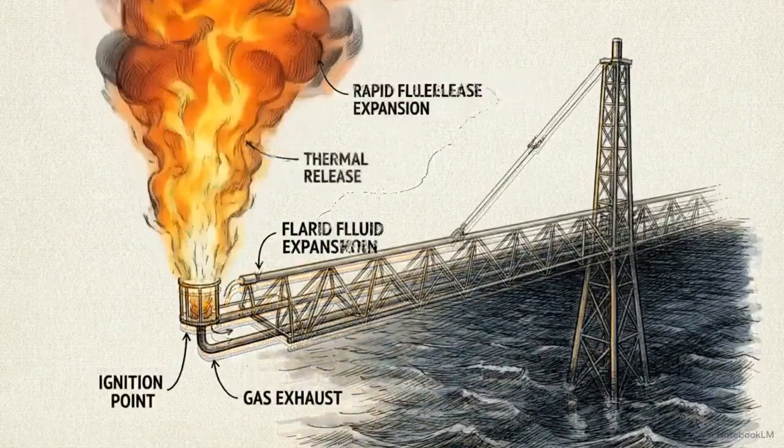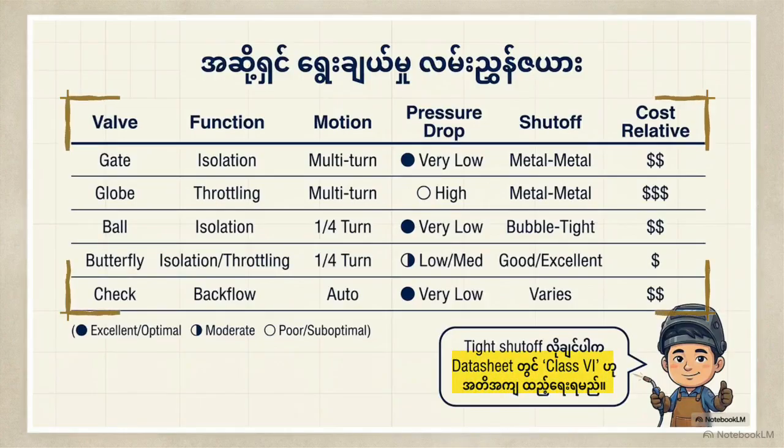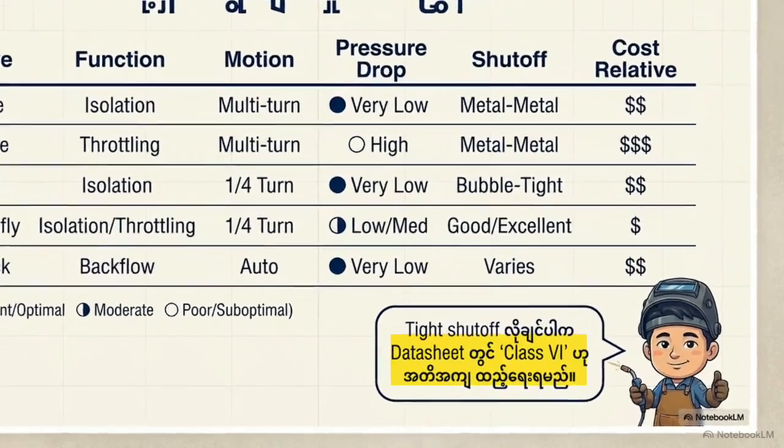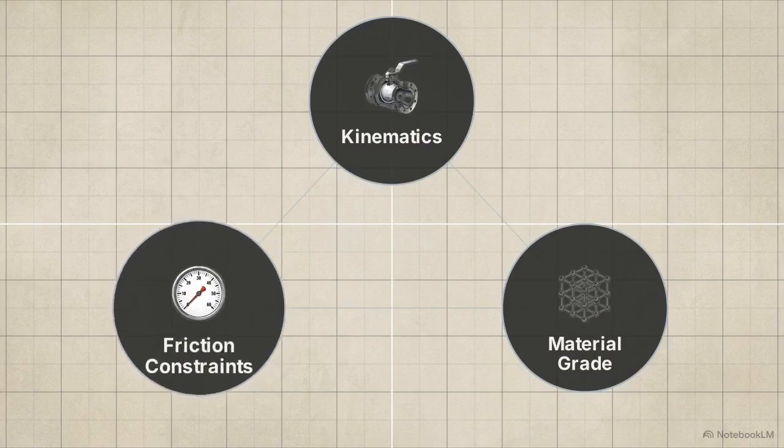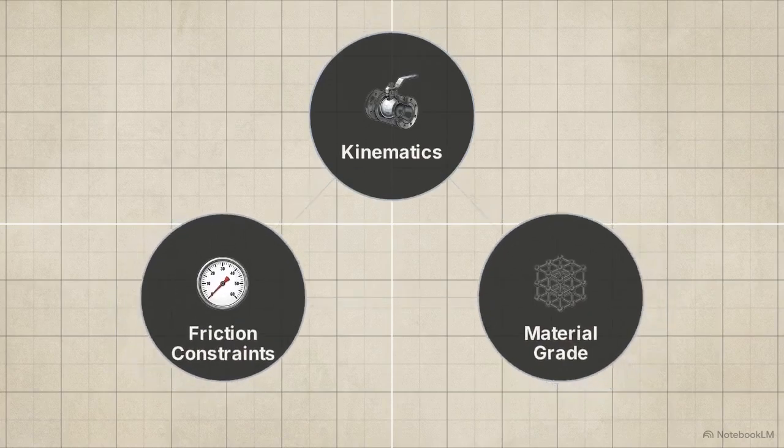This matrix summarizes our engineered architecture: gate for isolation, globe for control, ball for shutdown, check for backflow, and PRV for relief. Beyond type, engineers must legally bind manufacturers to a specific leakage tolerance, an API 598 shutoff class, like Class 6 for zero leakage. Matching mechanical motion, pressure drop, and metallurgy to the process fluid completes the theoretical design.